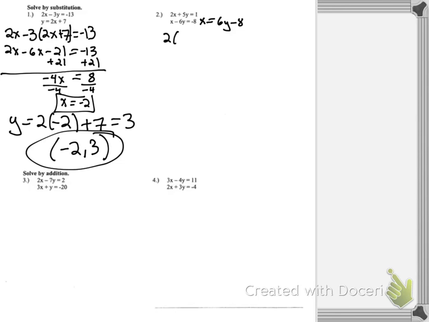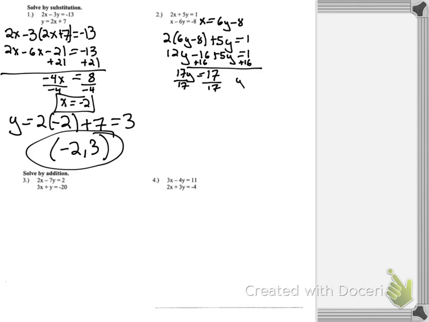We have 2 times 6y minus 8 plus 5y equals 1. We get 12y minus 16 plus 5y equals 1. Combine our like terms, we get 17y equals, we're going to add that 16 to the other side. So we're going to get 17, divide by 17. We see y equals 1.